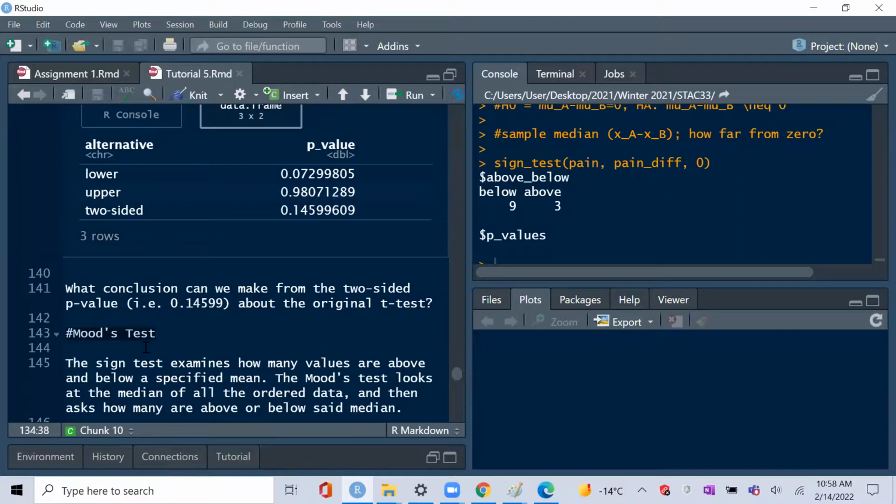Again, I want to point out I'm looking at the median. I think I said in the previous tutorial, because I was just so tired, that it was the mean, but it is not. So this sign test is based on the median, it's not based on the mean.